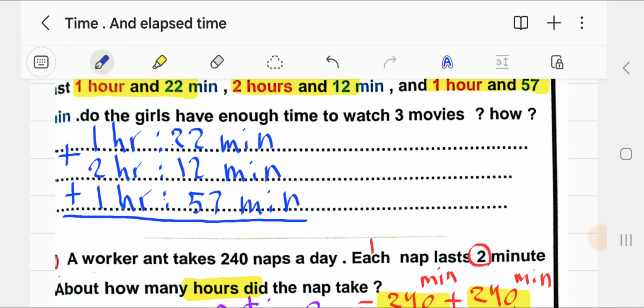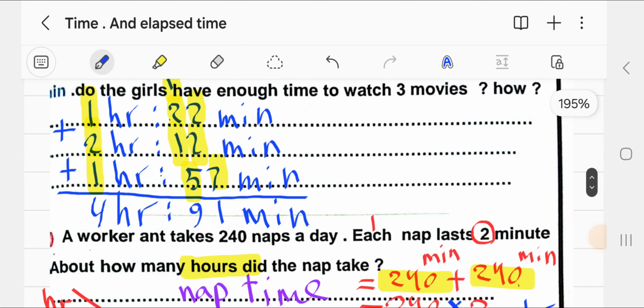And then, let's add with me. 2 plus 2, 4. 4 plus 7, 11. 1 and carry up 1. 1 plus 2, 3. 3 plus 1, 4. 4 plus 5, 9. And then 1 plus 1, 2. 2 plus 2, 4. So right now I have 4 hours and 91 minutes.